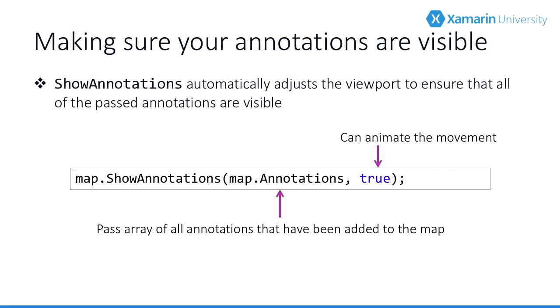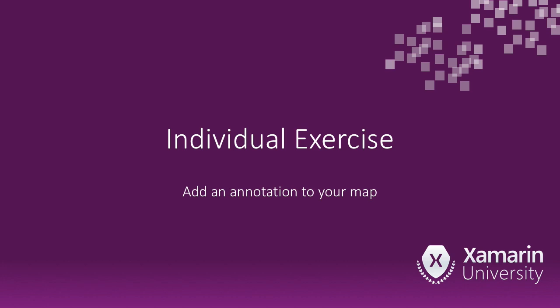Finally, we're able to make sure that all of our pins are visible on the screen at one time. By calling ShowAnnotations and then passing a collection of annotations that we want visible, the map viewport will scroll, adjust, zoom, or unzoom as necessary to make all of our pins fit in the screen all at one time. And of course, if we want that to be animated, we'll set the parameter to true. Now let's do an exercise where we'll add the annotations to our map.